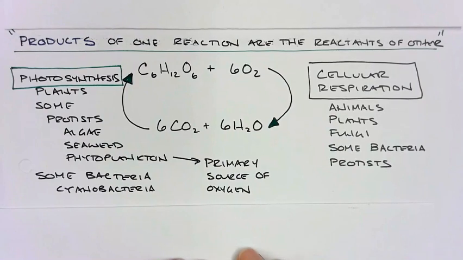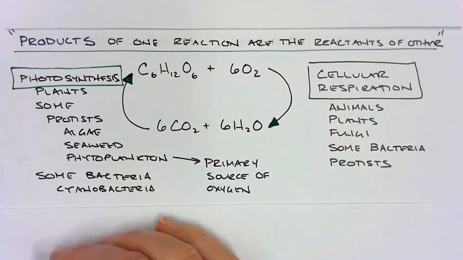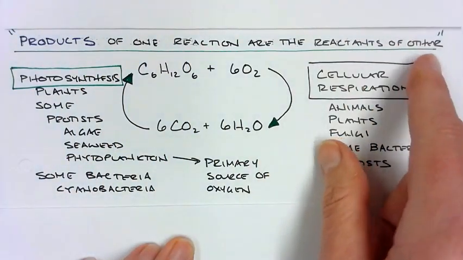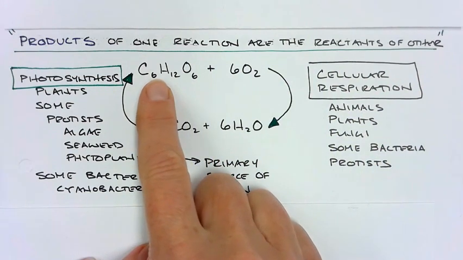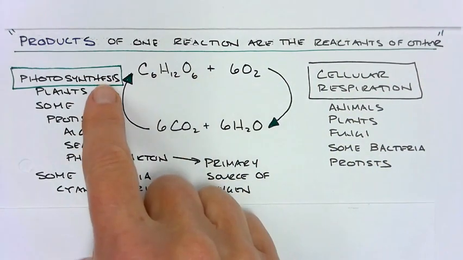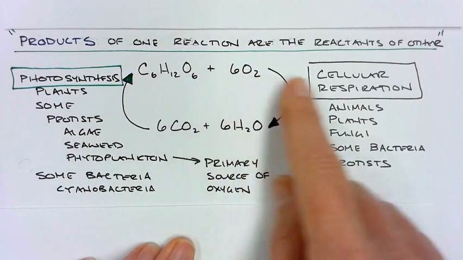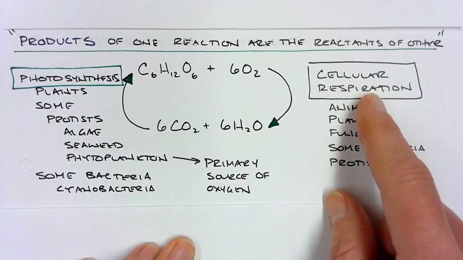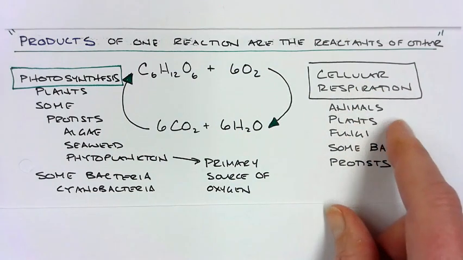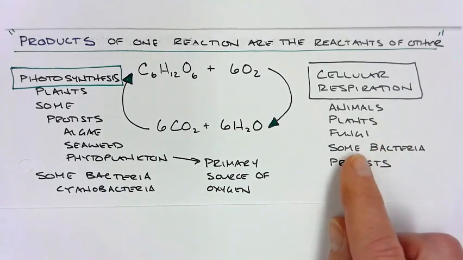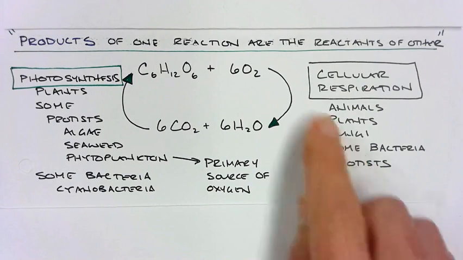The relationship between photosynthesis and cellular respiration, or aerobic respiration, is characterized by a phrase: products of one reaction are the reactants of the other reaction. So, for example, we have glucose and oxygen, which is created by the process of photosynthesis. Those two products are used through cellular respiration in the mitochondria by animals, plants, fungi, and protists, and bacteria use it across their cell membranes.